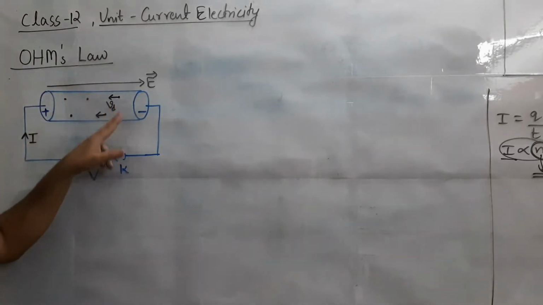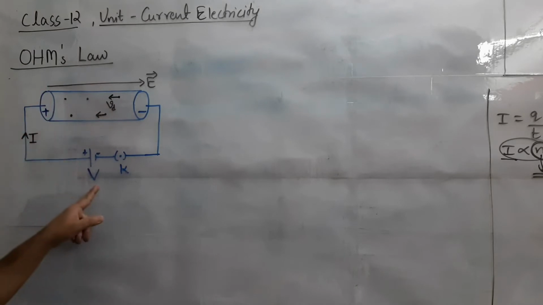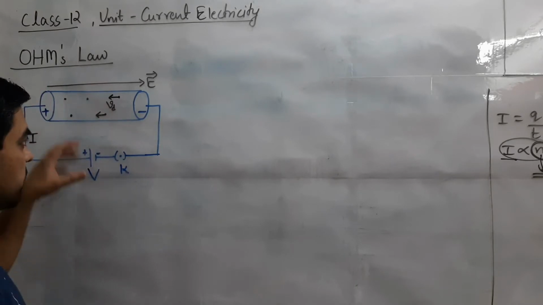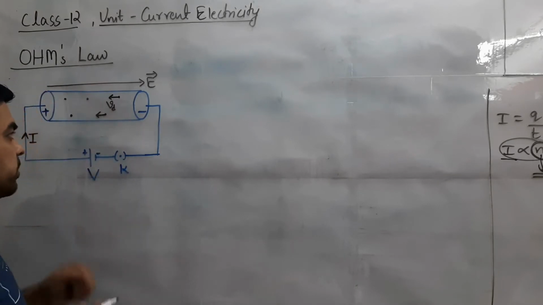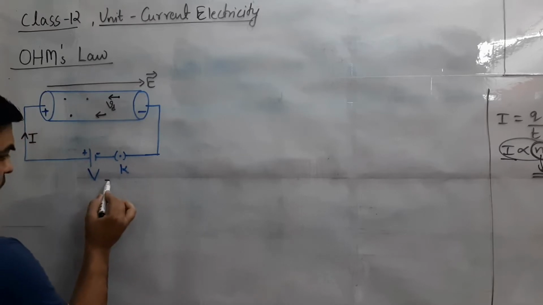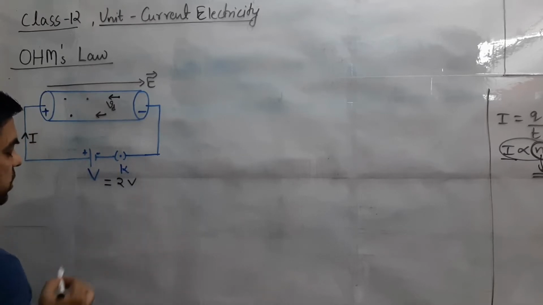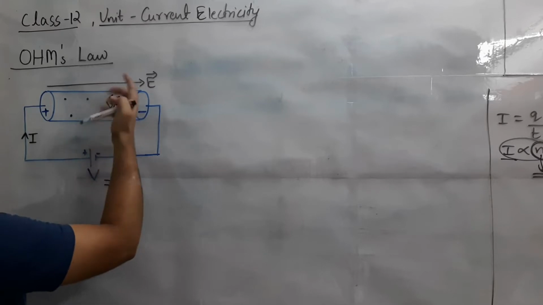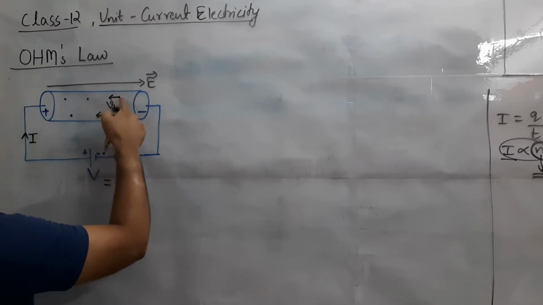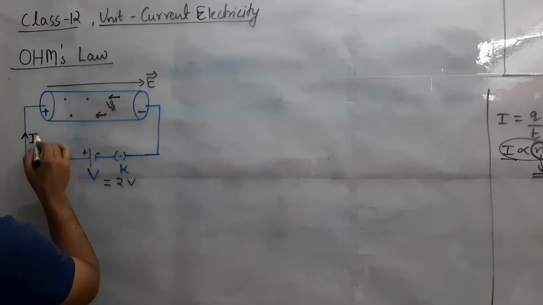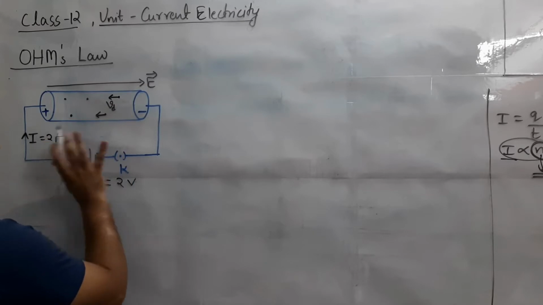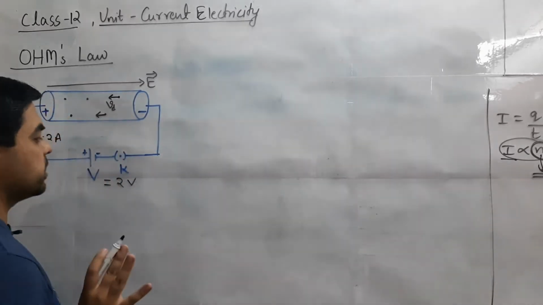So in this electric field a certain number of electrons are moving under the effect of this potential difference, and according to that the simple concept, suppose just for example we are applying 2 volt. So 2 electrons, just for example, are flowing in the circuit and they are making 2 ampere current. Just for example we are considering, not the exact value.